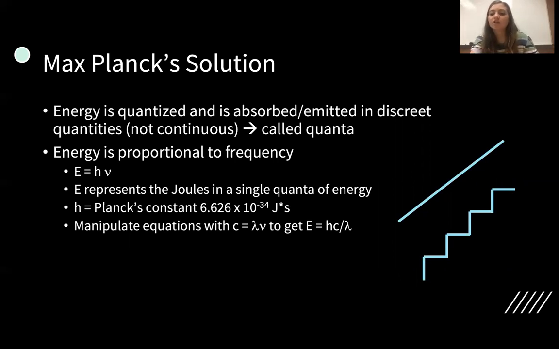We can visualize the difference by looking at these two blue lines. This straight line is continuous, while this one is like steps, and you can only exist along the steps and not at any value.